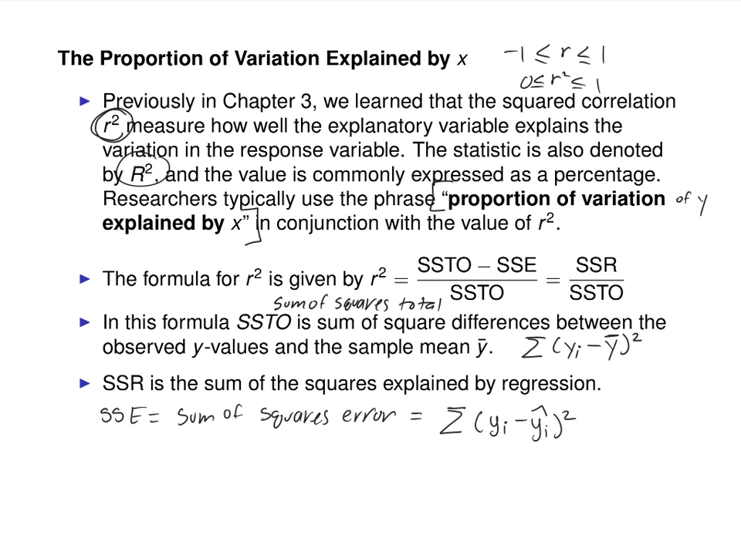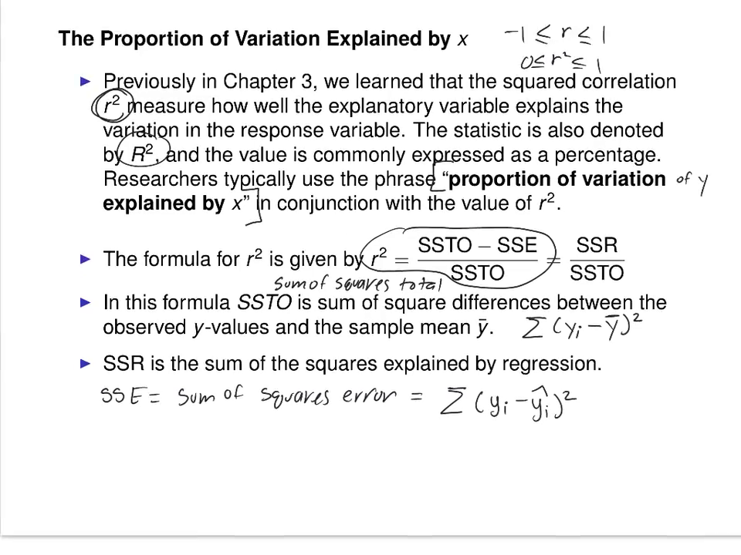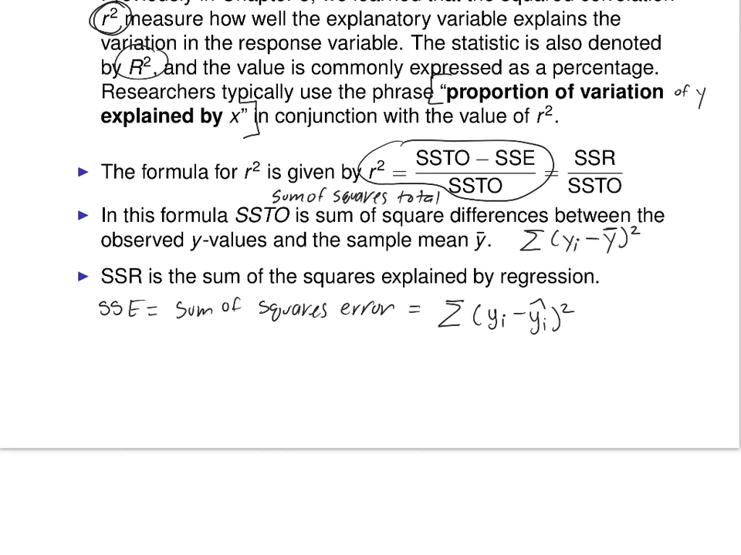And you can prove that this equals something called SSR, which is the sum of squared regressions. I'm just going to use the fact that this is true instead, okay? Because I want to talk about why that's a good measurement of how close you are.